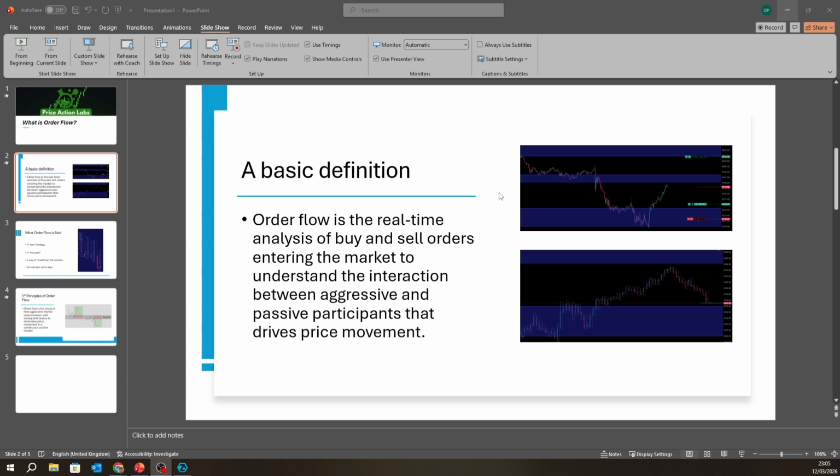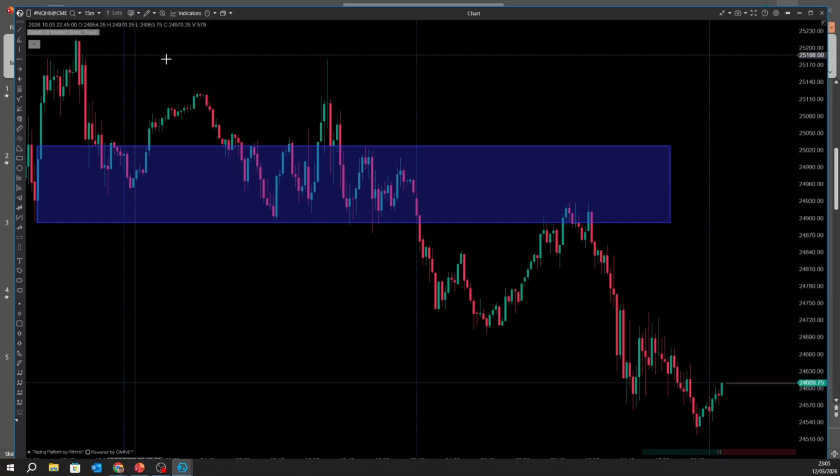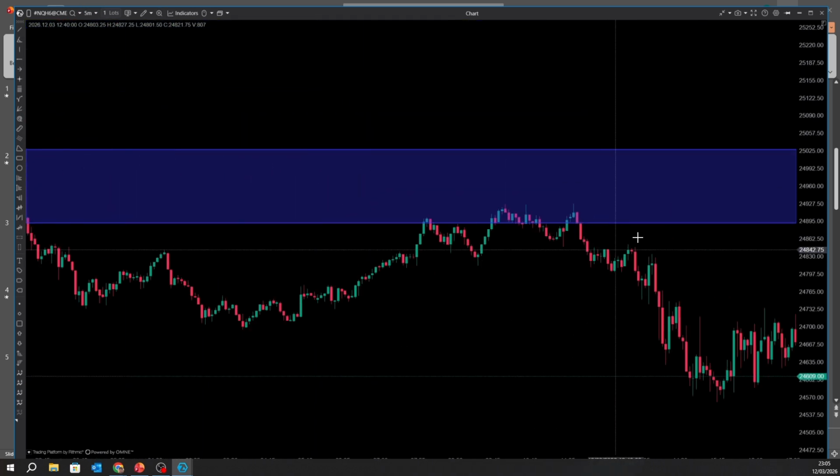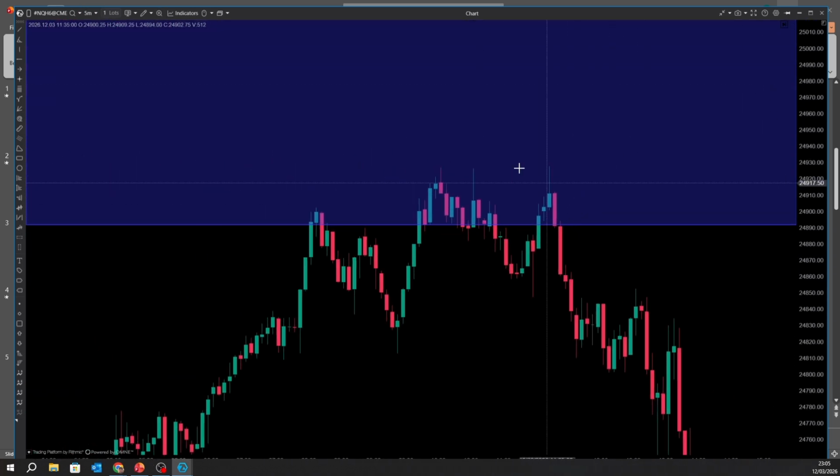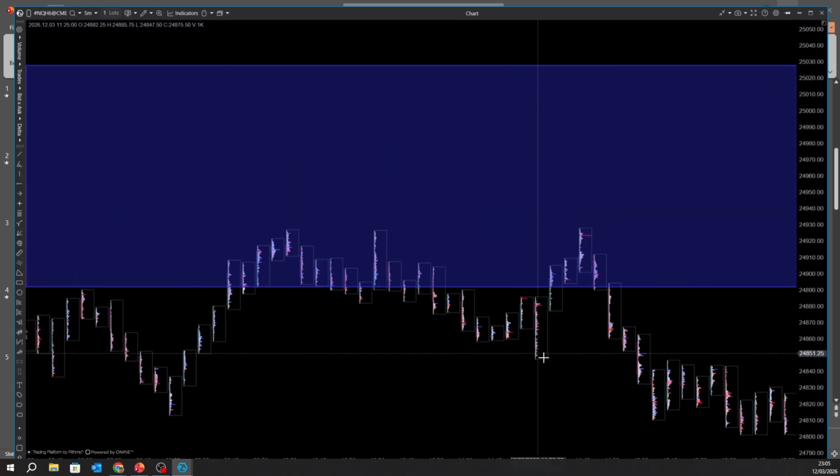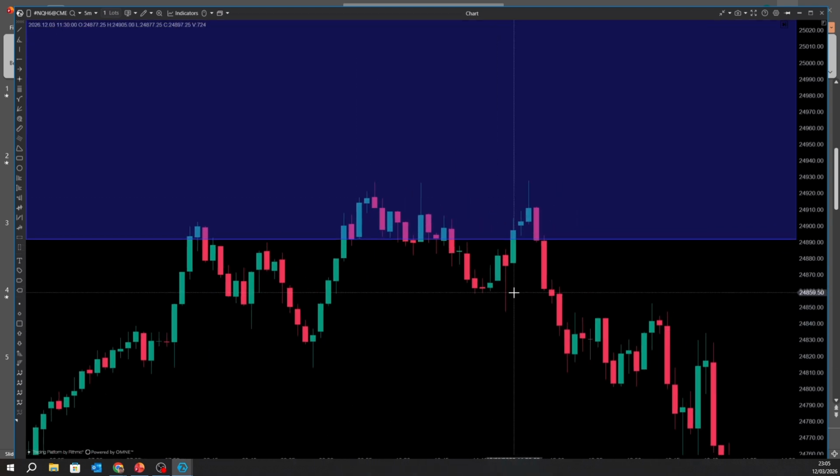Order flow is the real-time analysis of buy and sell orders entering the market. For example, and we're going to go into this as the series goes on, let's say we have a key level like this. Just randomly, I don't trade NQ futures, but when price comes into a key level like this, we see the candles don't actually predict anything.